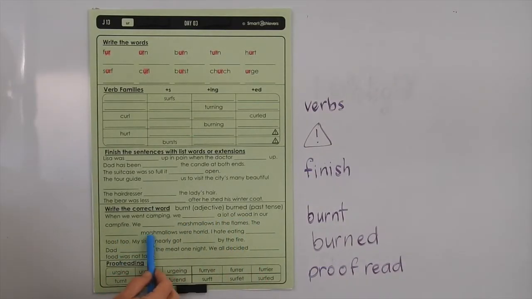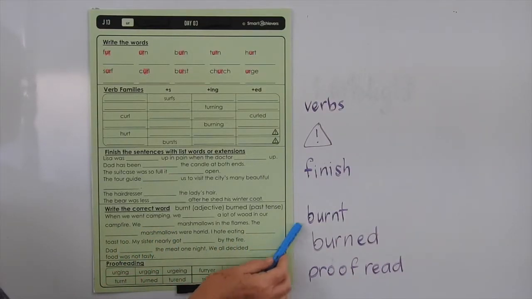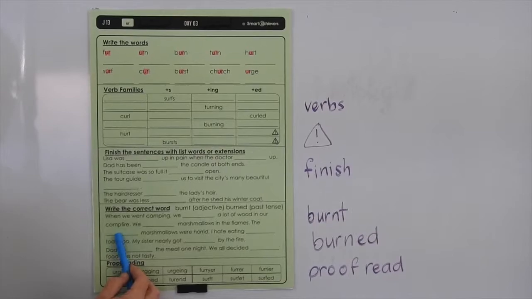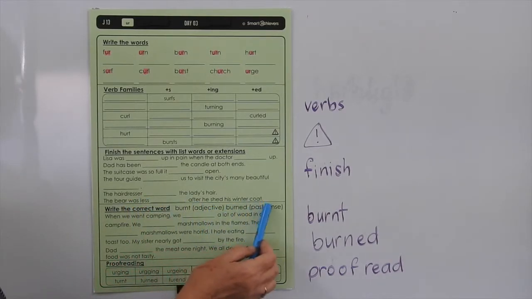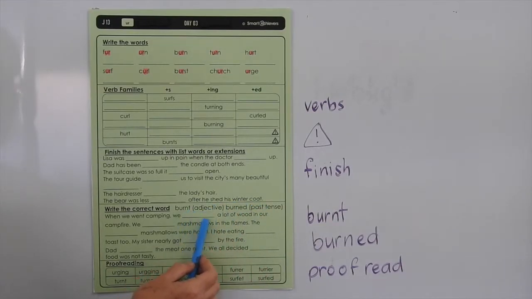The something marshmallows were horrid. Now we're describing the marshmallows, so we're using it as an adjective, which would be the burnt. The burnt marshmallows were horrid. So just work out whether you're using the base word burn as an adjective or a verb, and that will help you work out which one to write. The little examples are given to you here. Now proofreading, just highlight the word spelt correctly.